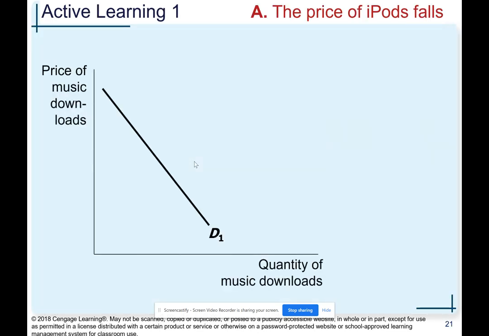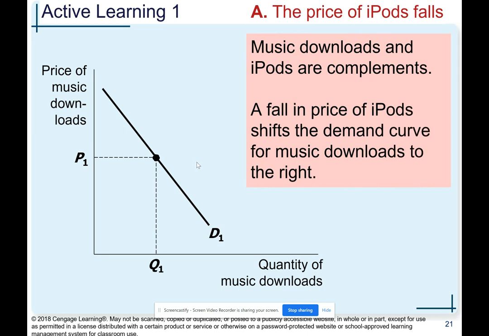Number A, the price of iPods falls. That is the demand curve, with price of music on the vertical axis and quantity of music on the horizontal axis. Music downloads and iPods are complements. A fall in the price of iPods shifts the demand curve for music downloads to the right. That is what it looks like.